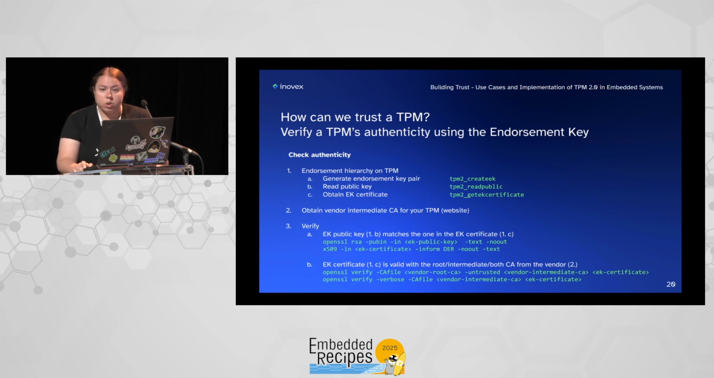You should know which vendor and which model you have or you expect on your platform. And then you can do 2 steps. First, you can extract the public key and validate it matches the one in the EK certificate, which you also extract from the TPM, to make sure your TPM itself is valid and not tampered with as a platform. And in the second step, you can use the root or intermediate certificate or both, which you get from your vendor, to verify the certificate and the public key are valid for that platform, and you really have the TPM you expect as part of your product.